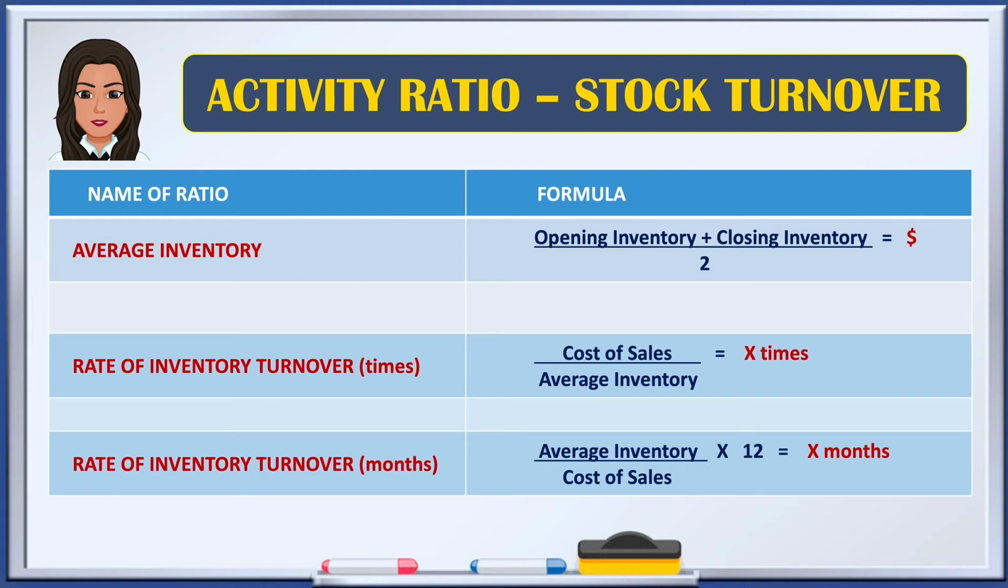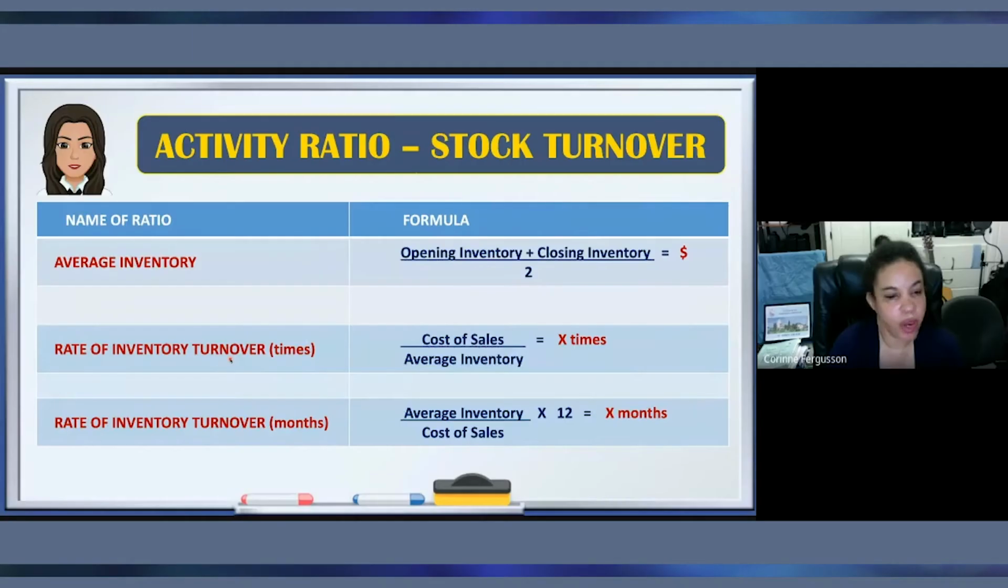So there we have our 3 ratios. It's really one ratio, which is your rate of inventory turnover. However, in your formula, whether you're expressing it in terms of times or months, the two items that you need to know information about would be your cost of sales and your average inventory. Your cost of sales, you get that in your income statement. Your average inventory, you have to work that out.